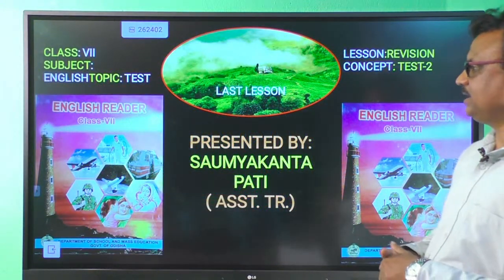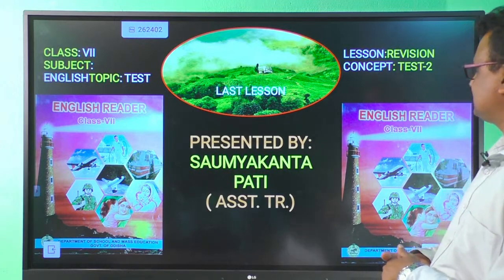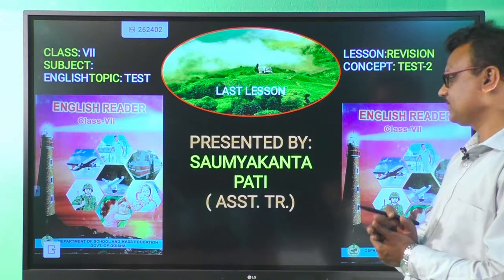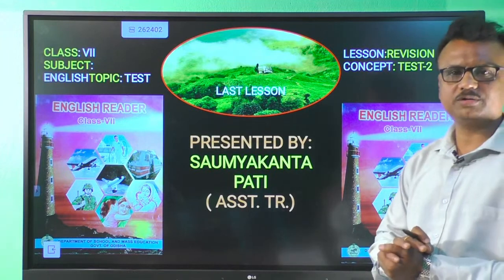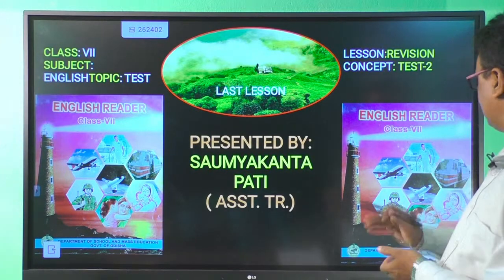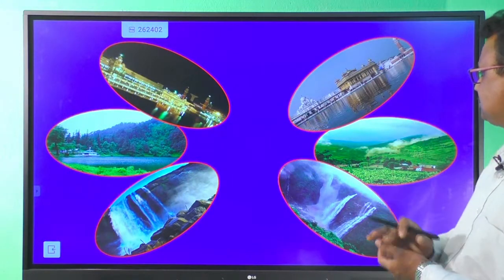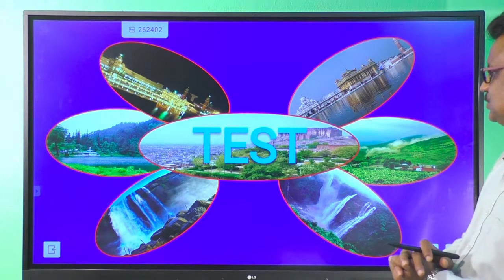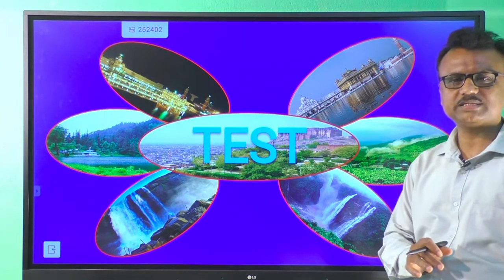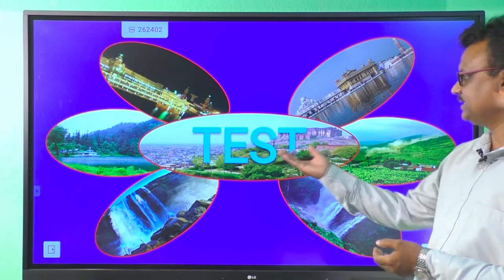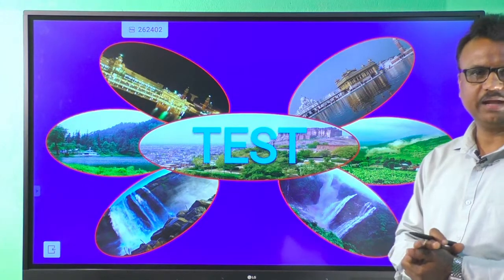Class 7 English reader, today's chapter is the test 2, a revisional question, and the session is nothing but a revisional one. See the beautiful sceneries, the best sceneries chosen, the historical monuments, the places. You'll see them, enjoy them, and we shall discuss the test in an enjoyable way. It is not burdensome at all, rather it is much more interesting and enjoying.